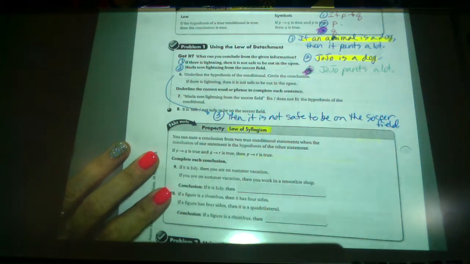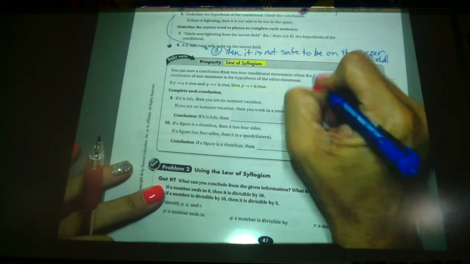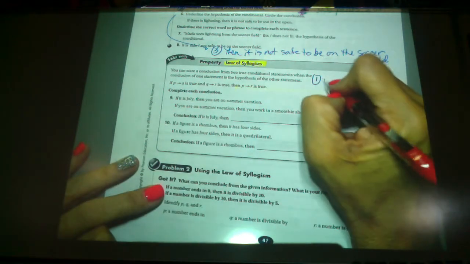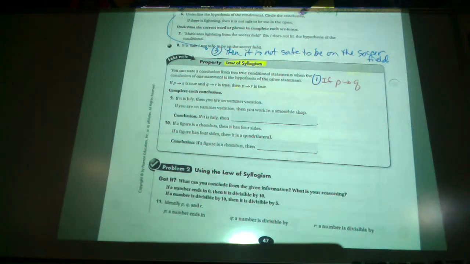So how is the law of syllogism different than the law of detachment? So here's your law of syllogism. Again, I don't necessarily like how they showed it. I like to show it in this form. Statement 1 is going to be a full conditional: if P, then Q. The second statement is going to be another full conditional. So there's your huge difference between law of detachment and law of syllogism. In law of syllogism, you get 2 full conditionals.